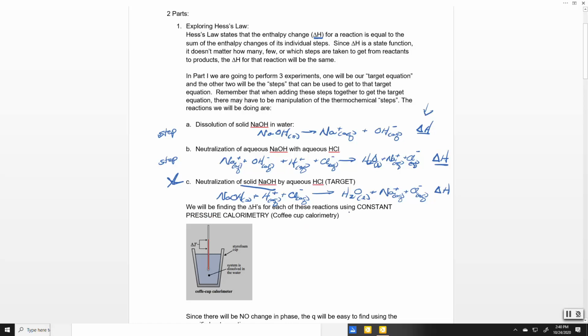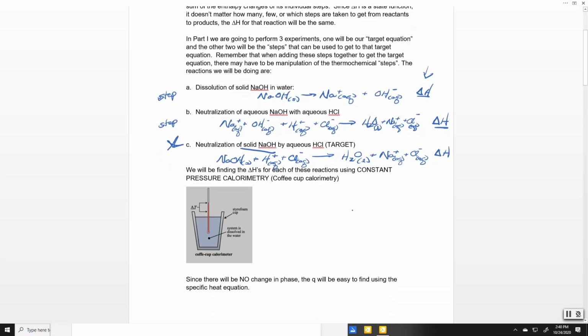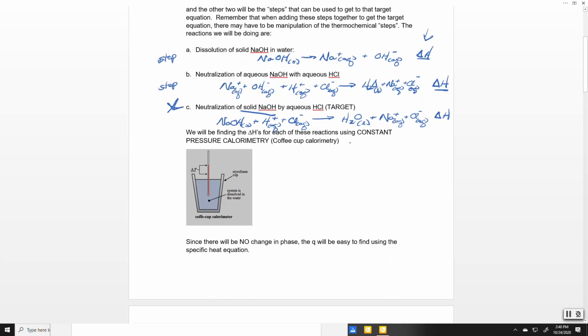Now remember, for constant pressure calorimetry, the delta H is equal to the heat given off or absorbed by that particular reaction. Check that out in your notes. That's important. This is constant pressure calorimetry, so we can figure out the heat, the change in enthalpy of a reaction, simply by measuring the heat released or absorbed. So now this is our coffee cup calorimetry.